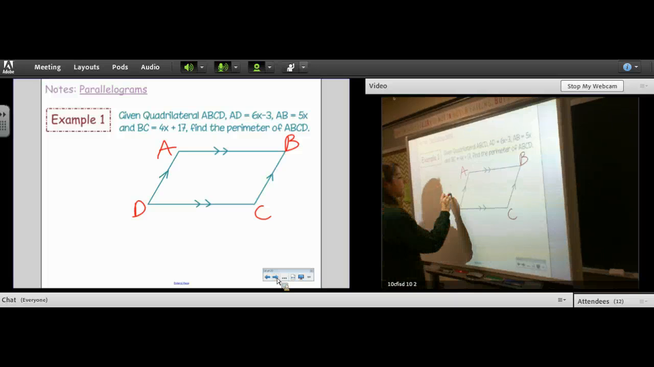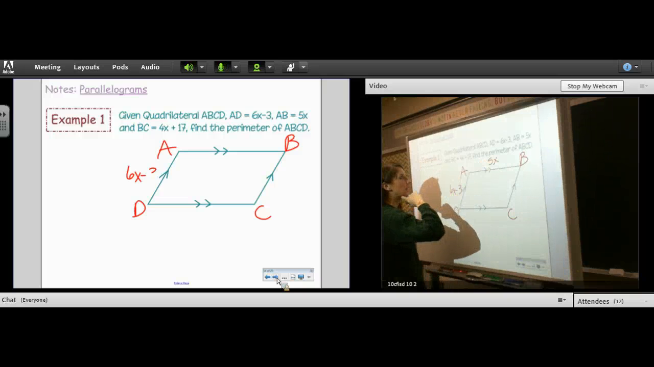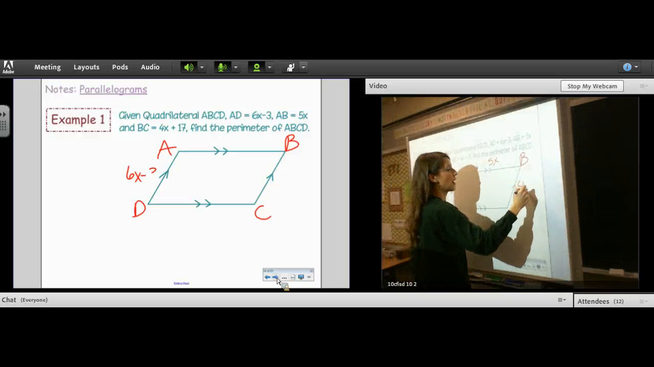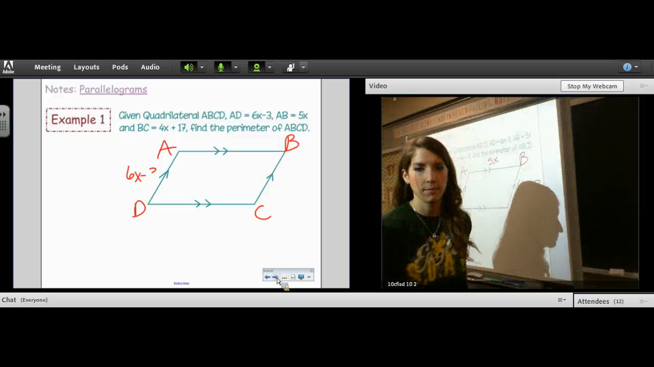All right, AD is 6x minus 3. AB is 5x. And BC is 4x plus 17. Find the perimeter of ABCD.